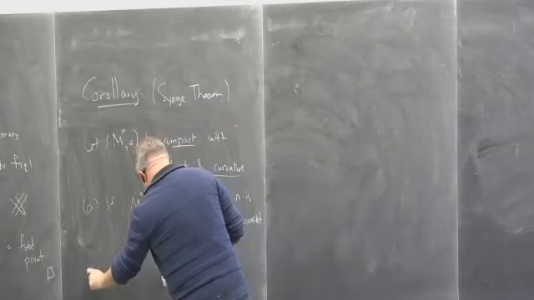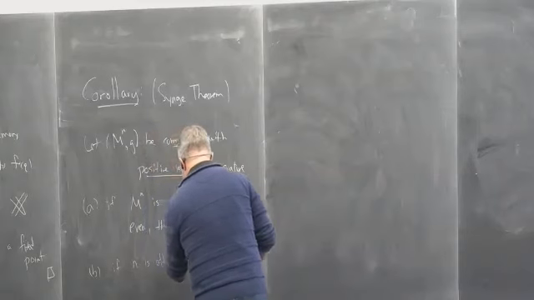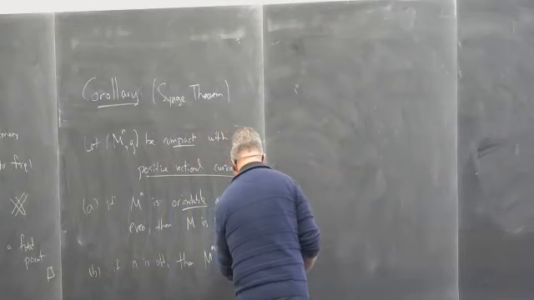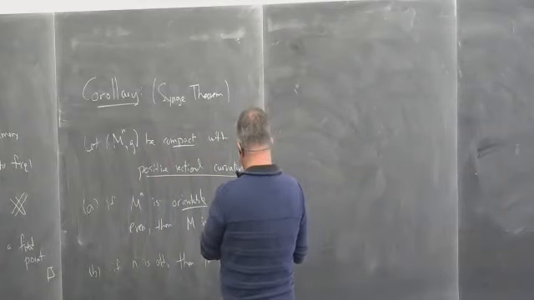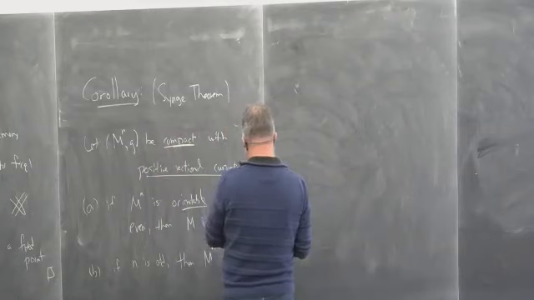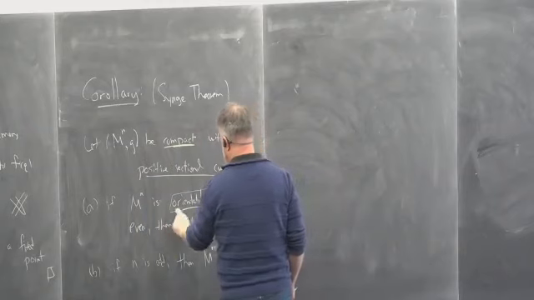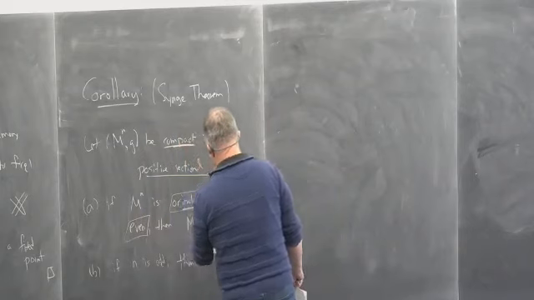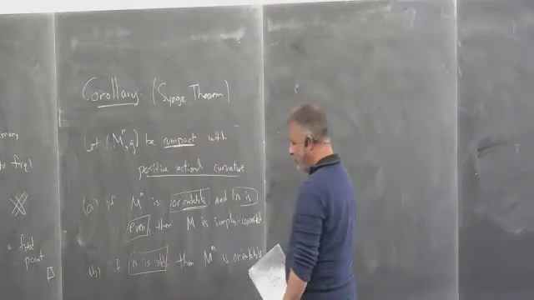And the second part says if n is odd, then in fact M is orientable. Okay, so the blanket assumption for both statements is compact and positive sectional curvature. In part A, we have to assume orientable and n is even, and we conclude simply connected. In part B, we have to assume n is odd and we conclude orientable.